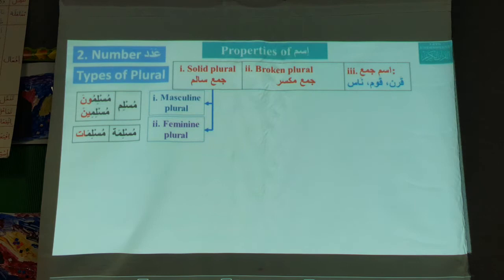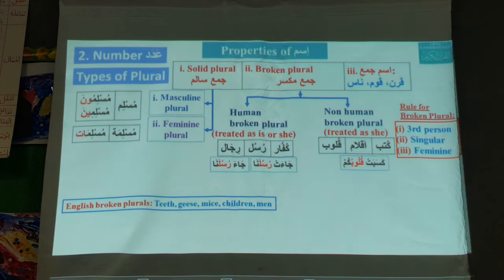Let's talk about broken plural. So broken plurals are also of two types. Solid plurals follow a pattern, but broken plurals do not follow a pattern. This also happens in English. Like the plural for chair is? Chairs. We add S at the end. Similarly, table, plural is? Tables. We added ES at the end. So this is the normal pattern for making plural in English. But if I say man, what is the plural? Men. So the rule is broken. We do not say man's. So this is a kind of broken plural.